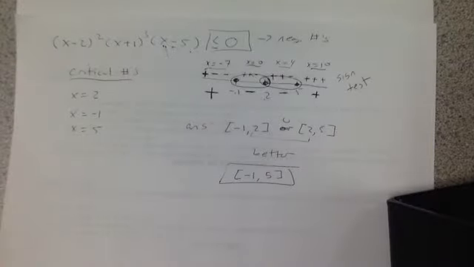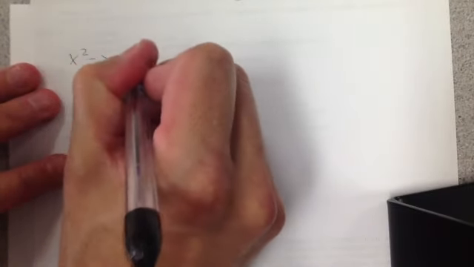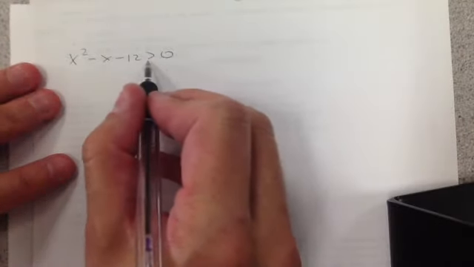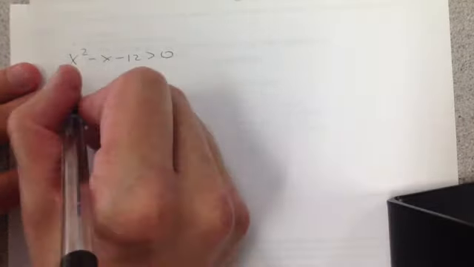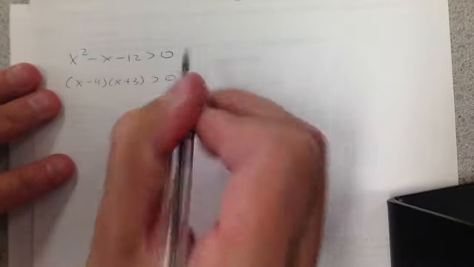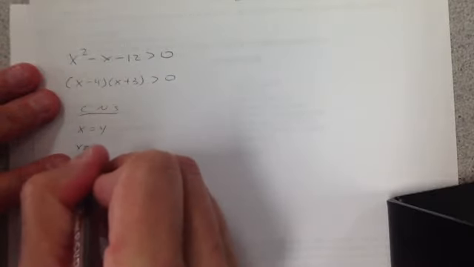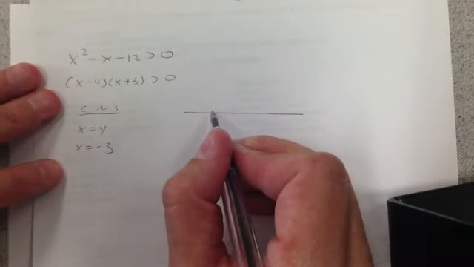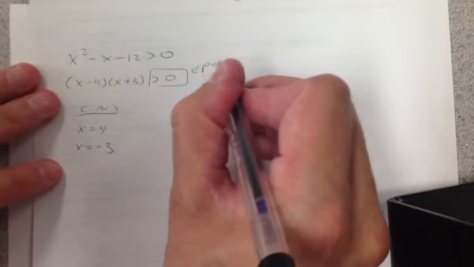So let's take a look at another example here. Let's try this one: x squared minus x minus 12. And I'll show you an easy way to sometimes do these. Again, I'm looking for what's greater than 0. So this one's not factored, so I'm going to factor that first. x minus 4, x plus 3, greater than 0. Find my critical numbers. We get 4, and we get -3. So when I draw my number line, here's -3, here's 4. This time I want greater than 0, so I'm looking for the positives.